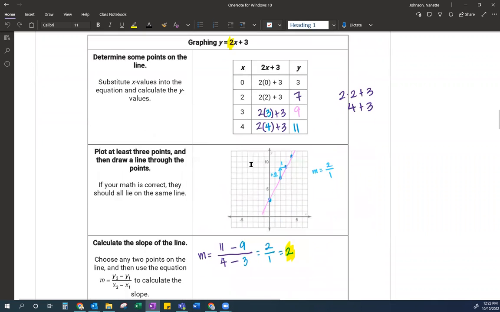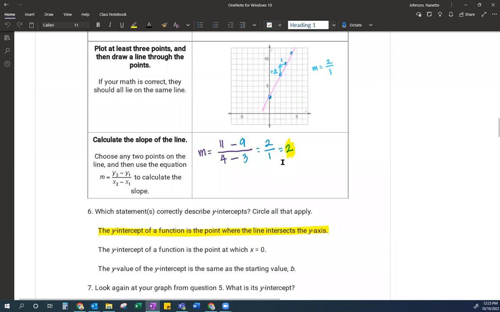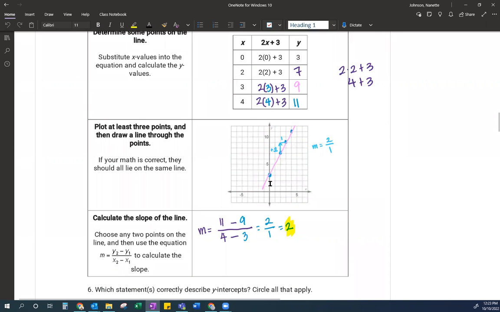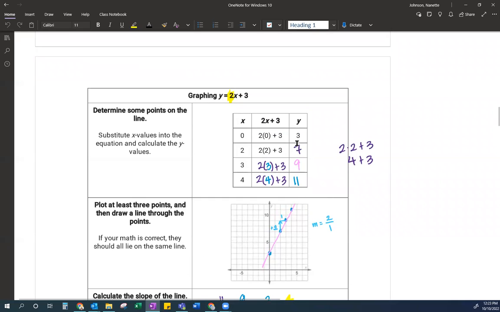X is equal to 0. So that's true too. And the last little part says the y value of the y-intercept is the same as the starting value b. Is that true? So that's 3 for the y value. Hey, that's 3 right there, and that's 3 right there. Yeah, that's the same. So hopefully you guys all see that.